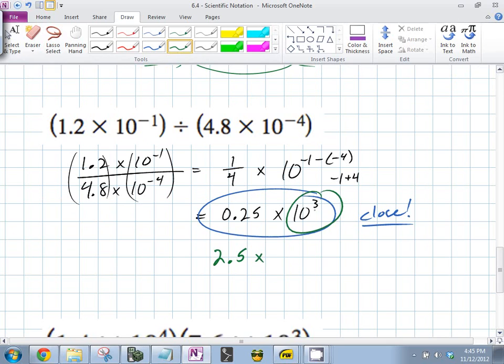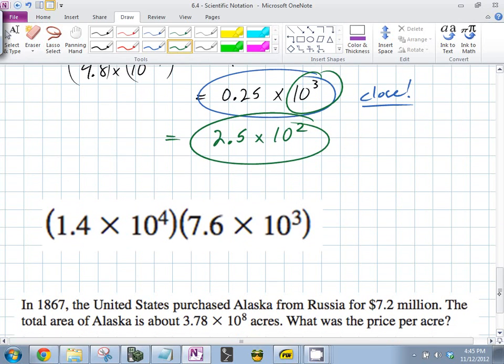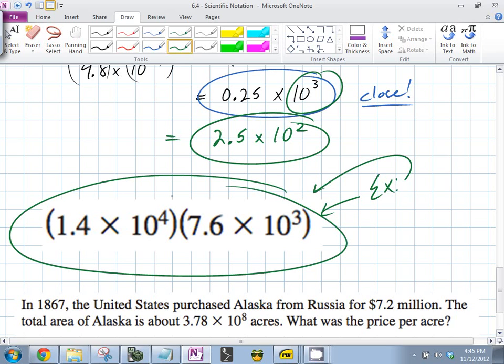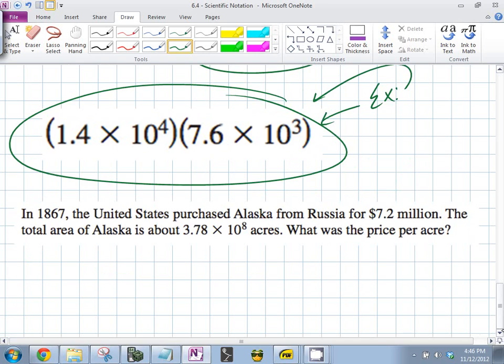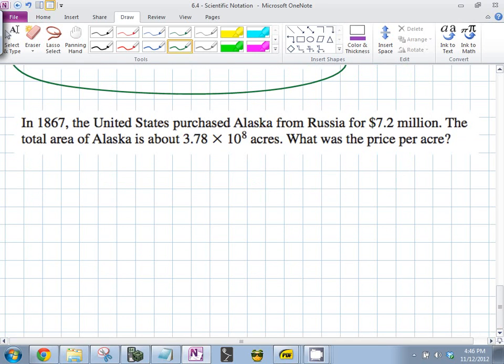And I will leave this as an exercise for you. There's your example problem. Make sure you get that done tonight. Moving on to an example word problem. In 1867, the United States purchased Alaska from Russia for $7.2 million. The total area of Alaska is about 3.78 times 10 to the 8th acres. What was the price per acre?